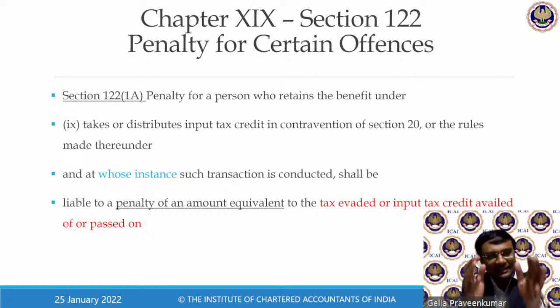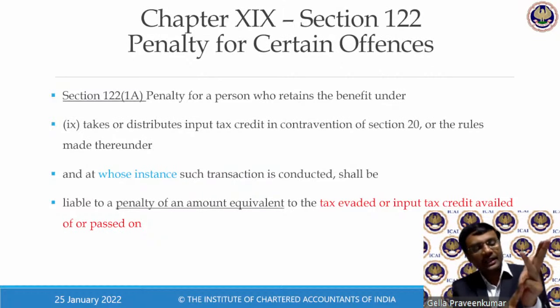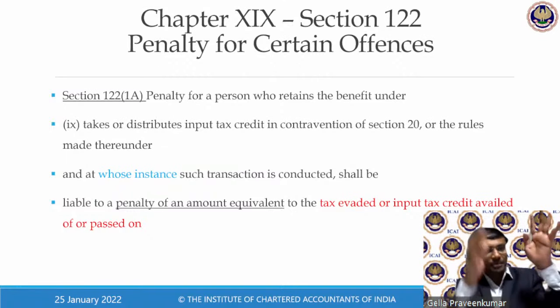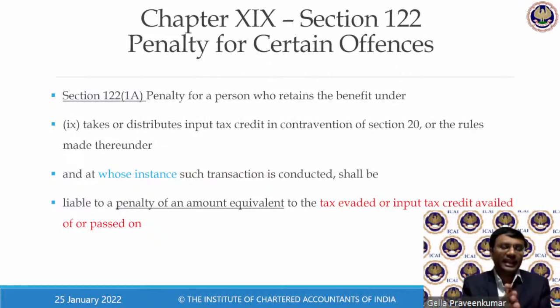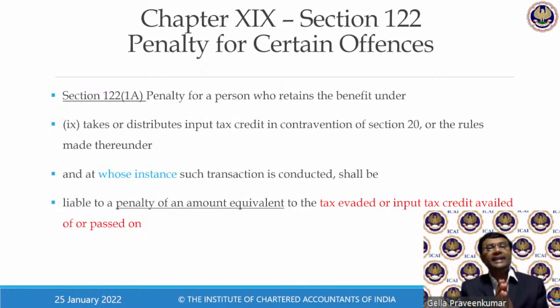So this new section 122(1A) has come with these 4 specific provisions. You have issued an invoice but not supplied the goods. You supplied the goods but not a tax invoice. You have availed ITC without actual receipt. You have passed on the credit. Any of these 4 offences were brought under 122(1A) as a new insertion from 1st January 2021, where the penalty is equivalent to the amount of tax evaded or input tax passed on.